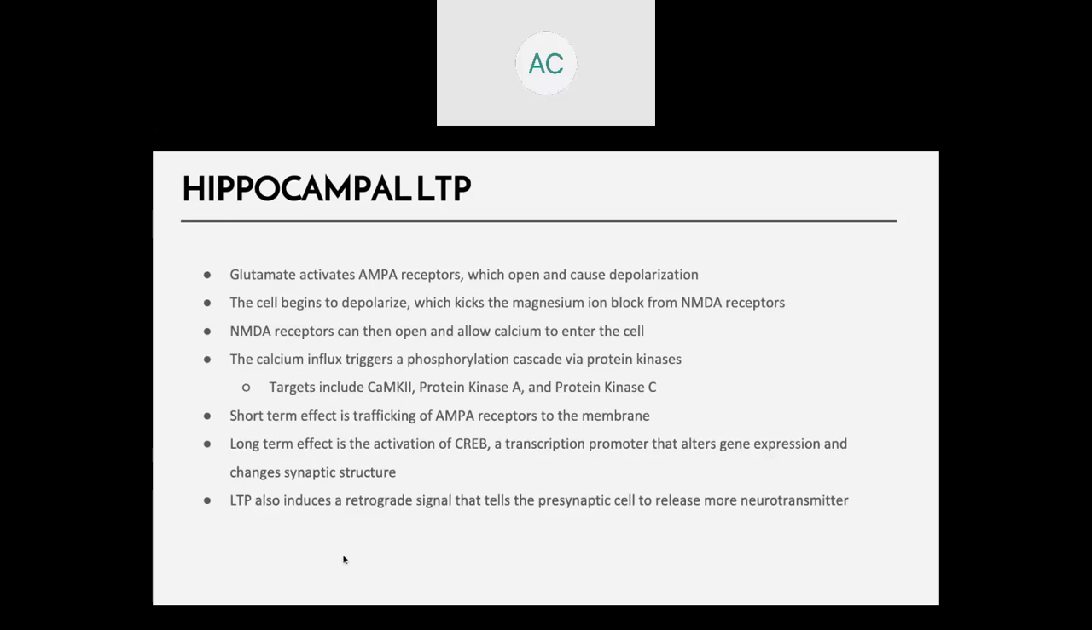And unlike AMPA receptors, which are only permeable to monovalent cations, NMDA receptors open and actually allow calcium to enter the cell. And calcium is a key second messenger involved in a lot of cellular processes. But in regards to memory, or LTP, the calcium influx triggers a phosphorylation cascade via protein kinases.